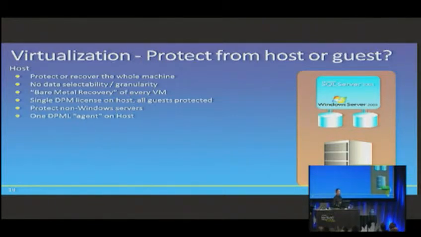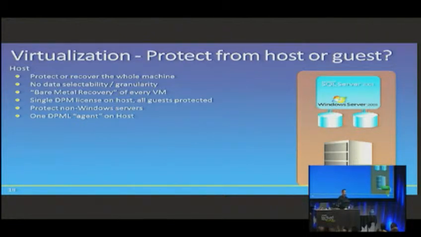The downside is there's no data selectability or granularity. You're backing up the whole VM. So that does mean, if you're backing up 50 VMs from the outside, you're backing up 50 copies of Windows. So there's going to be some storage implications of that. You do get bare metal recovery as a concept. From a purchasing perspective, you only have to buy one agent. You don't have to buy the DPM agent for the host, and you don't have any agents on the inside of the guest, so that can be cheaper, maybe even a little easier to manage.